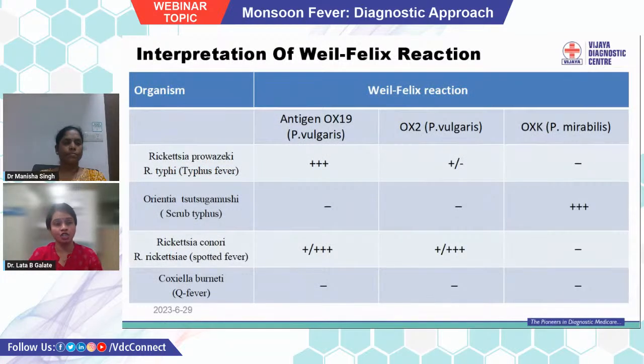So, coming to the interpretation of the most commonly advised test for scrub typhus, the Weil-Felix reaction. In this test, the antigen used is the Proteus species antigen, as it shares these antigens with Rickettsia species. So in typhus fever and spotted fever, one can see agglutination with OX19 and OX2 also. But in case of spotted fever, OX2 is strongly agglutinable, and in case of typhus fever, it is variable. In case of scrub typhus, only OXK antigen agglutination is evident. In Coxiella burnetii, the organism causing Q fever, all antigens will show a negative agglutination reaction.